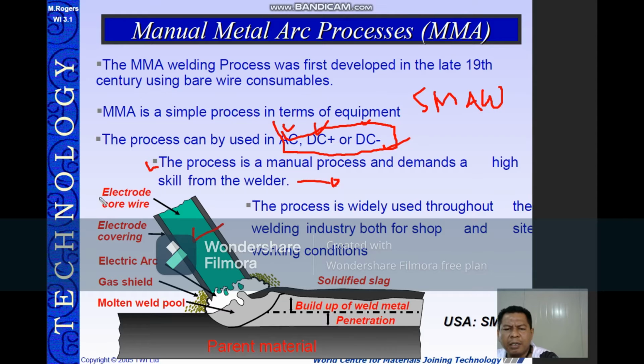So this one is the electrode: core wire, covering, the white color, shield gas. This shield gas functions to protect the melting of the weld. This one is the melting pool. This one is the solidification slag. So when the weld cools, it is easy to remove.